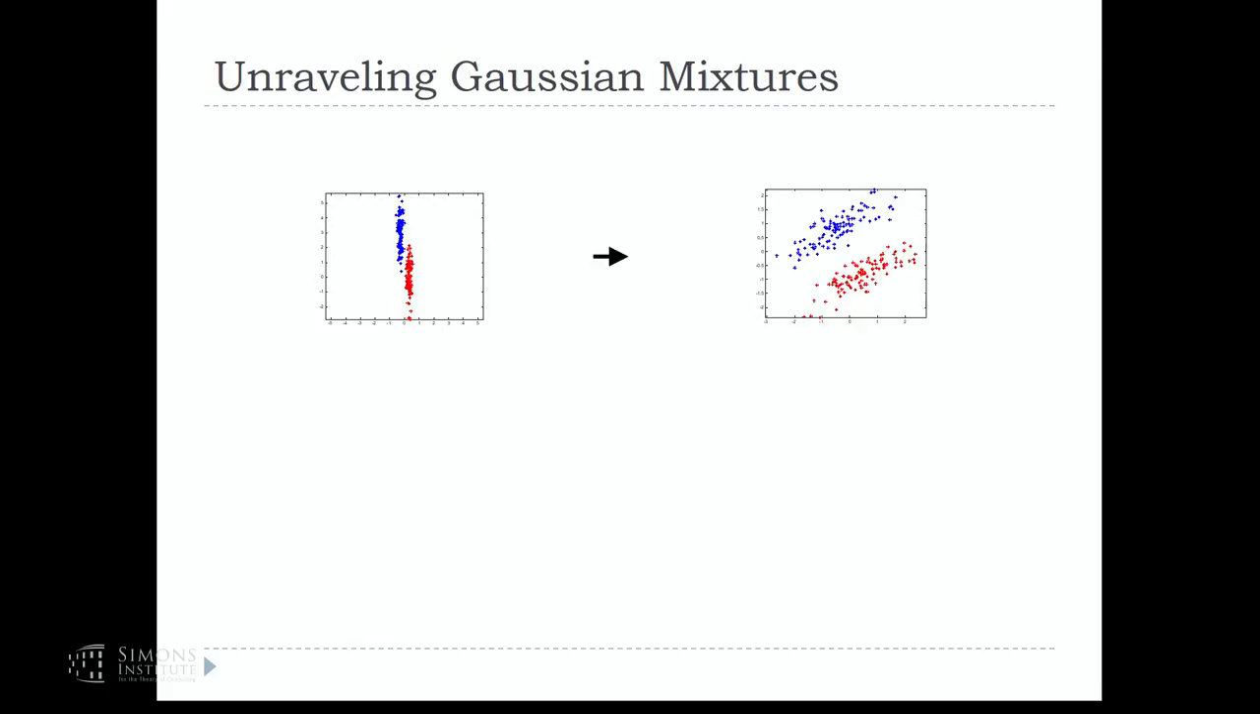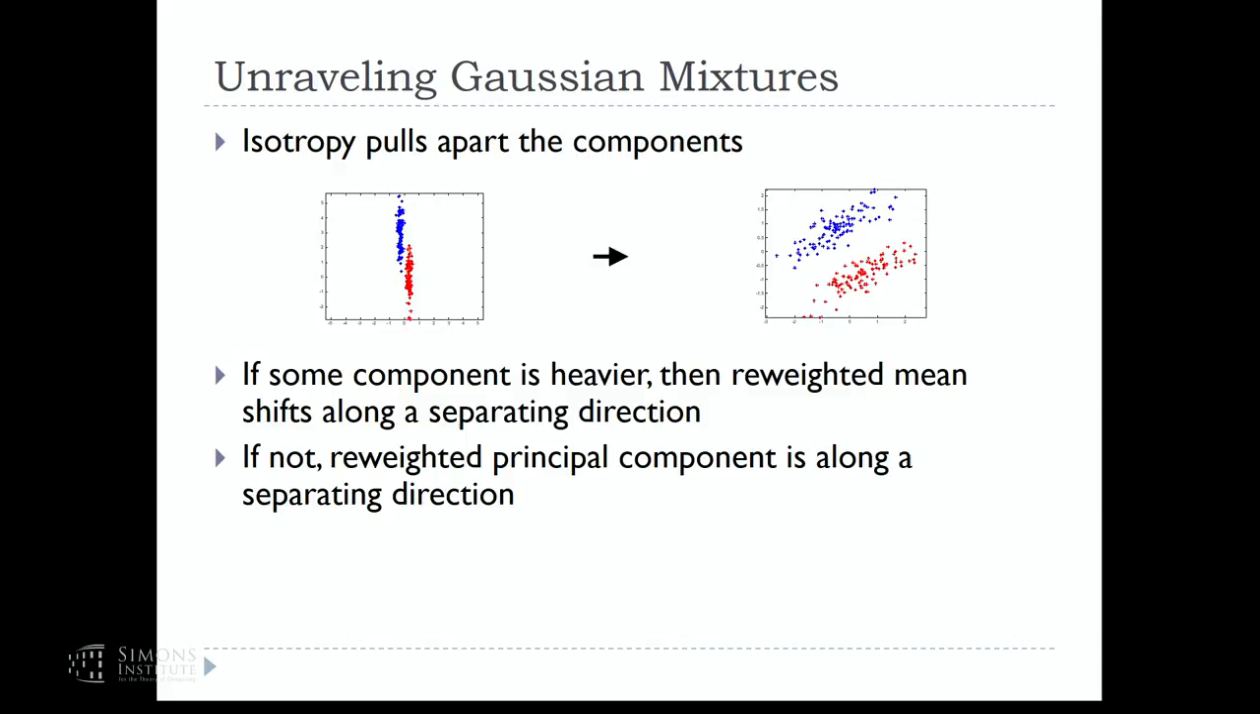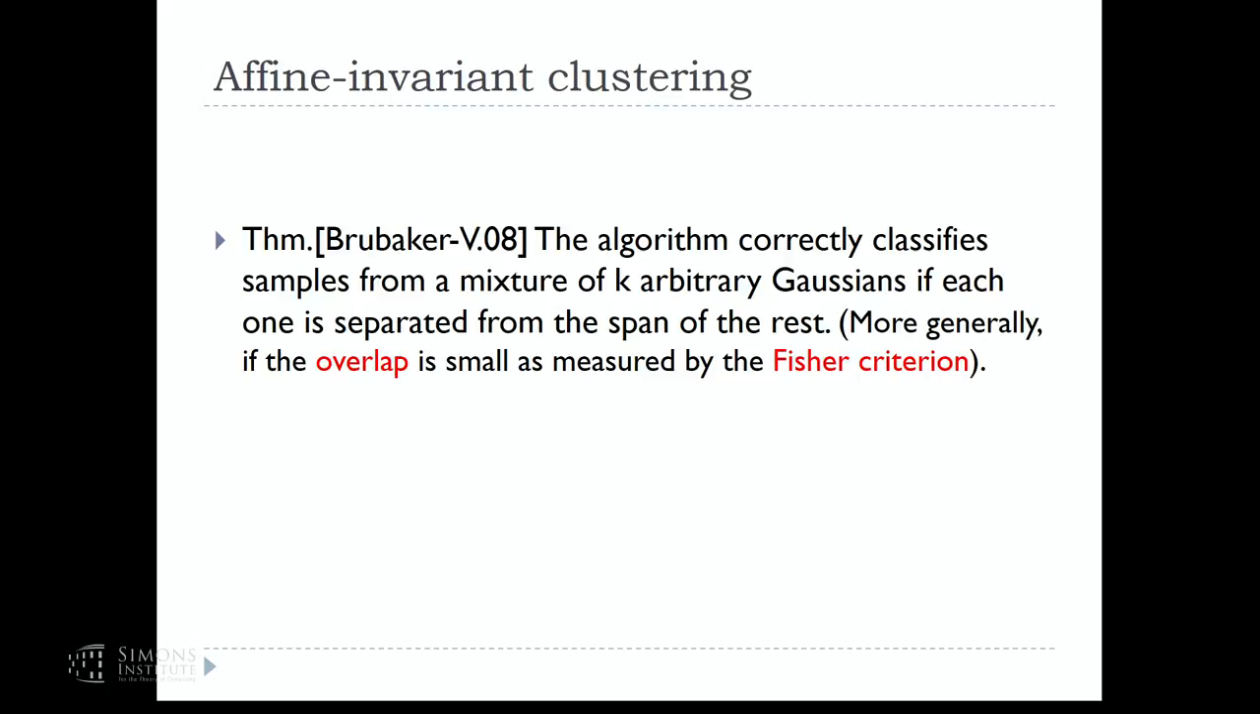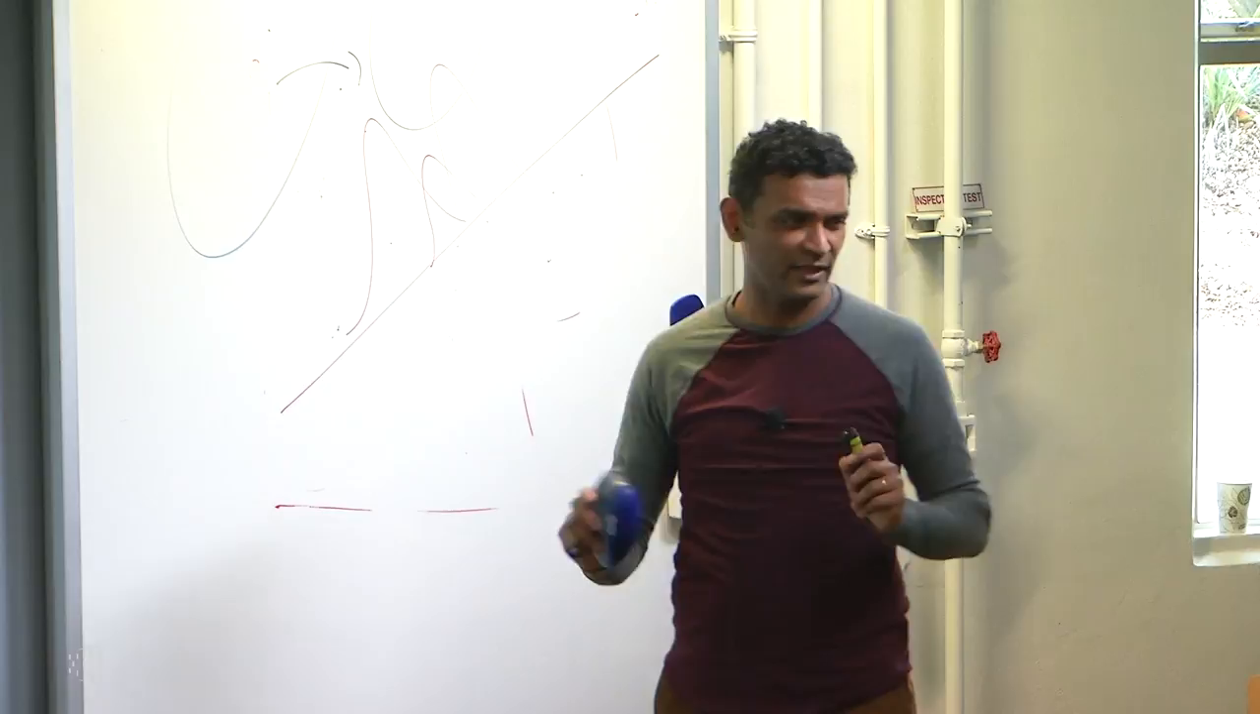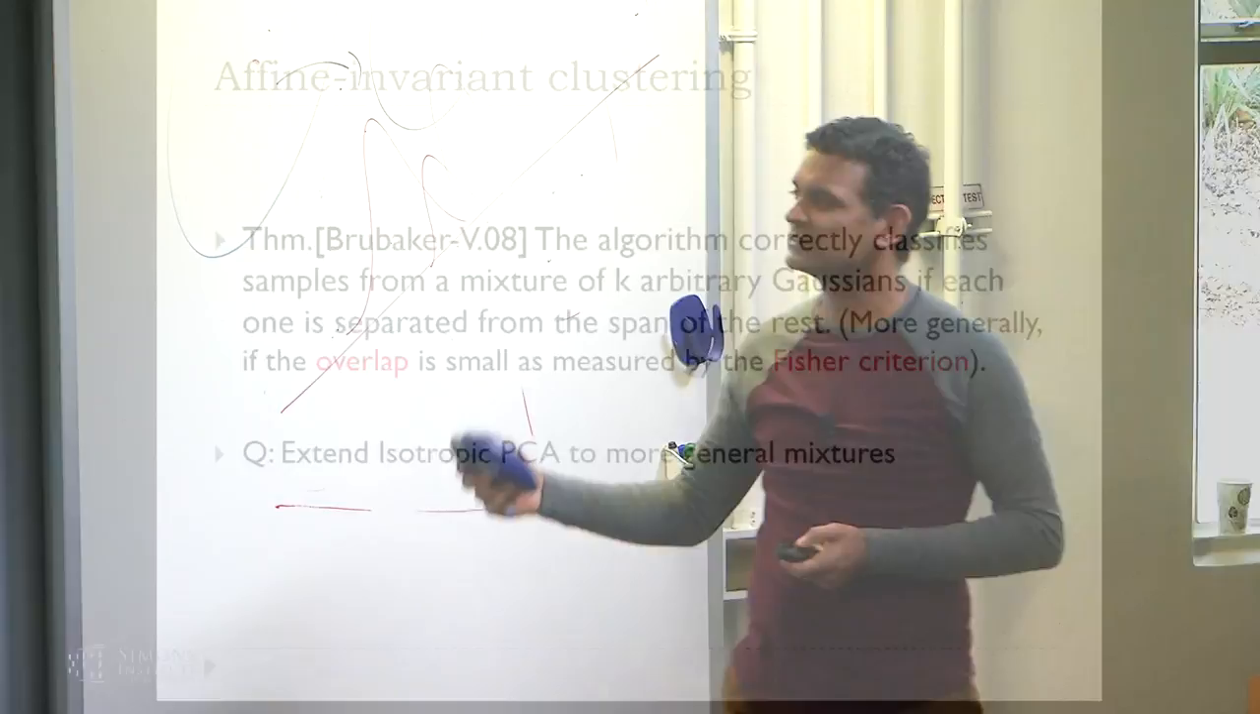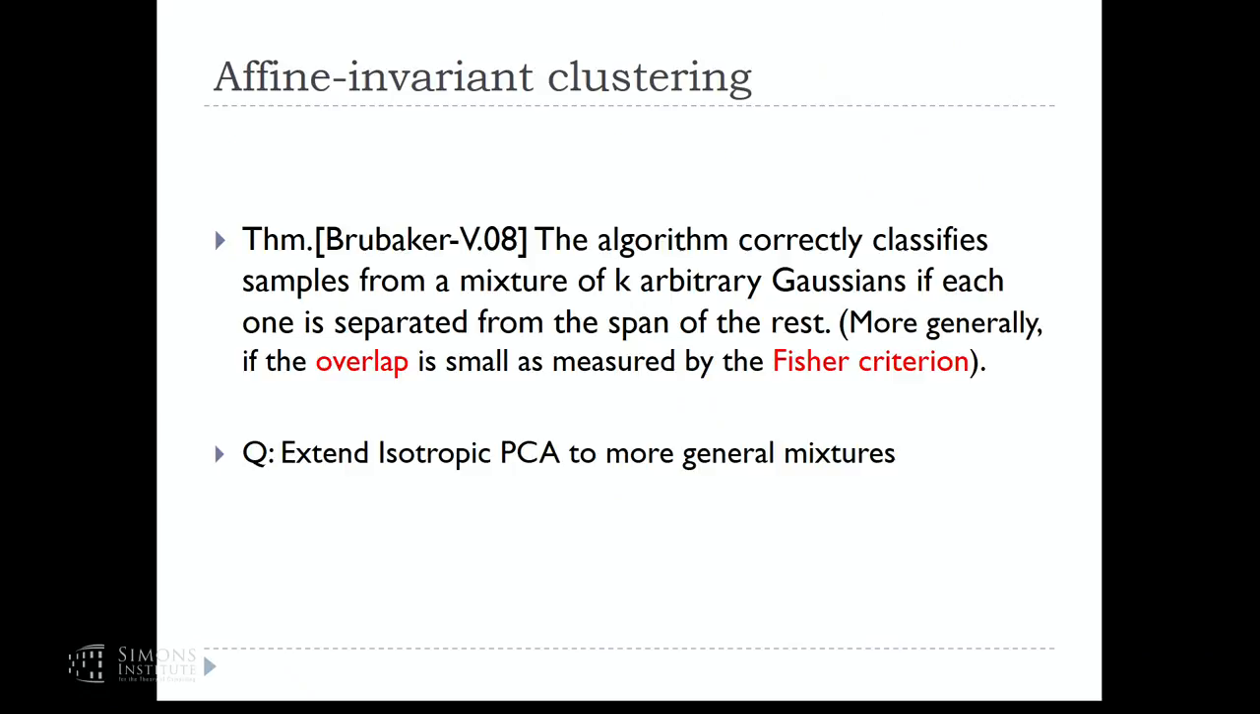If some component is heavier, then the new mean shifts along a separating direction, and if not, the reweighted principal component is along a separating direction. And this is provable. So if you have a mixture of k arbitrary Gaussians, under the assumption that each one is separated from the span of the rest, this recursive algorithm actually works. And it's polynomial in n, k, and the other parameters. It's not clear if we can extend this to something more general than mixtures of Gaussians. This is specifically for mixtures of Gaussians.